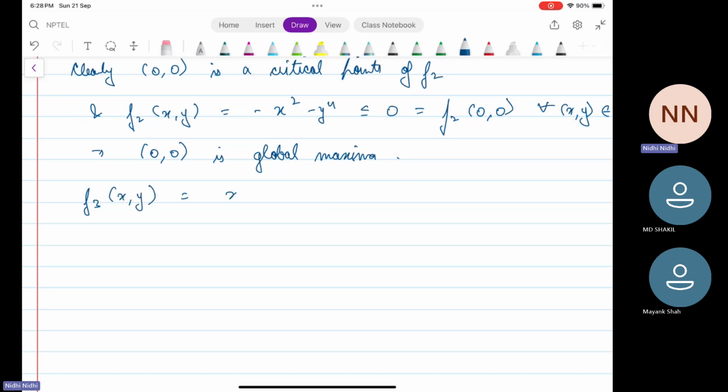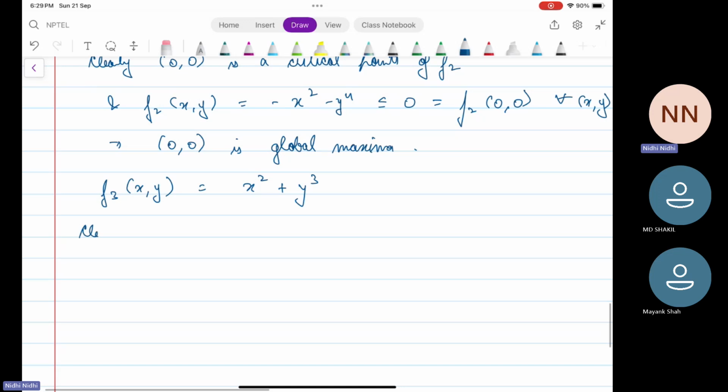So we have x square plus y power 3. In this case, we cannot directly say that the values will be always positive or always negative. So try to see clearly. I hope you can see that origin will again be a critical point of this function. Clearly, again the partial derivatives will be 0 only at origin.